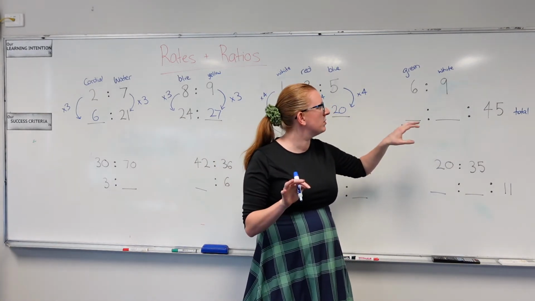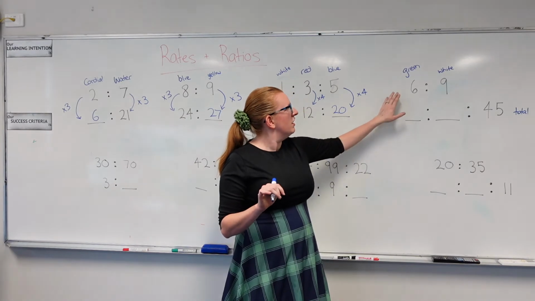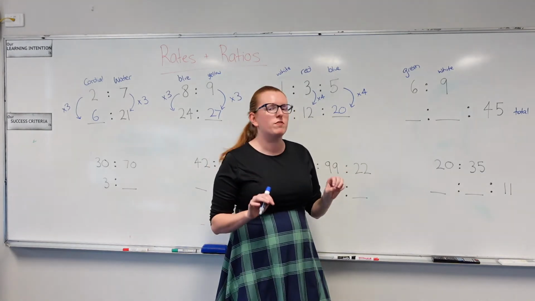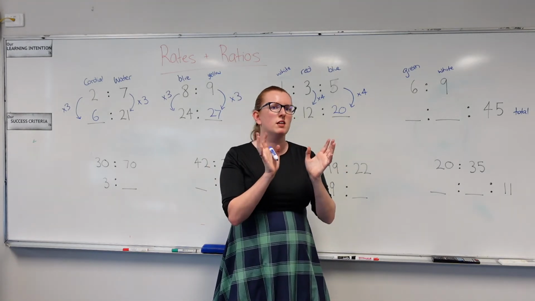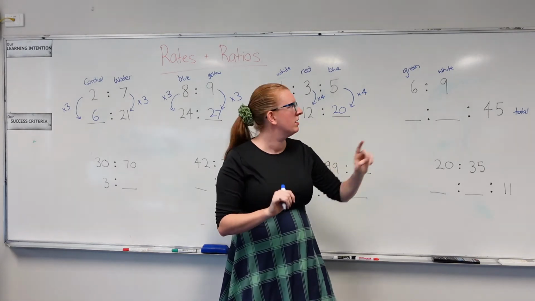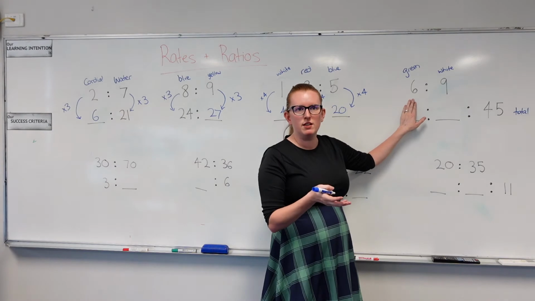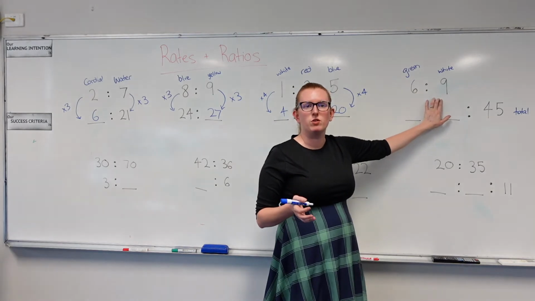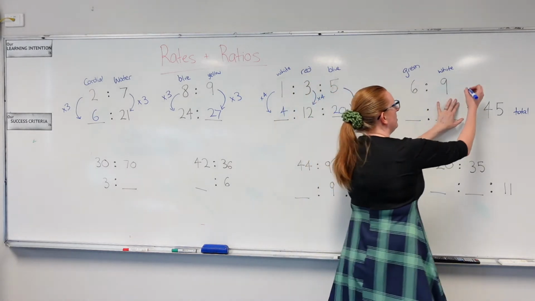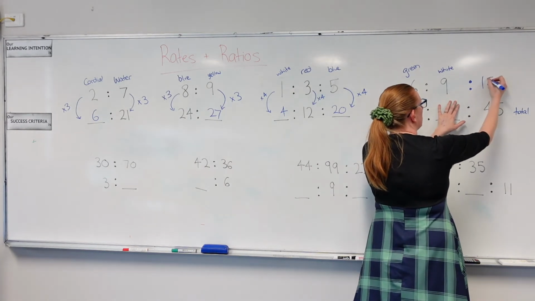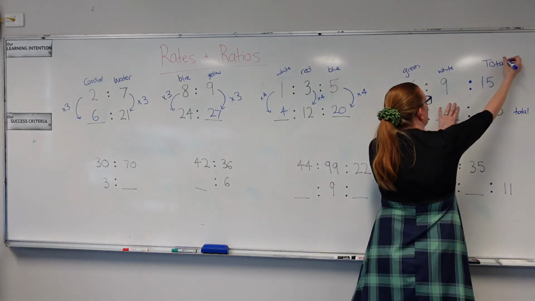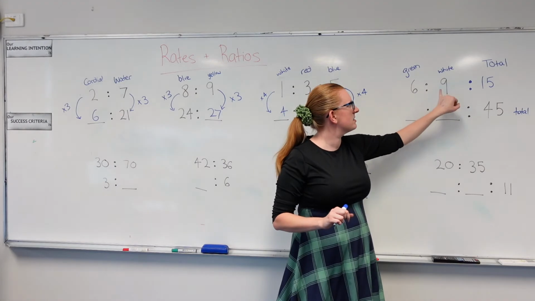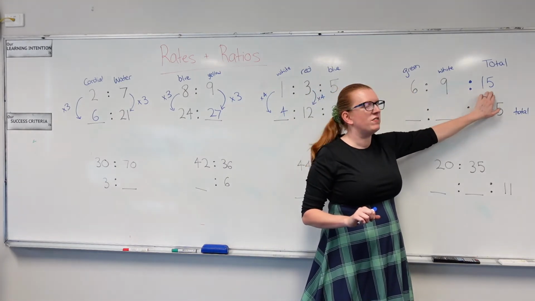All right, so I kind of have to work backwards a little bit here. If I've got 45 litres in my giant paint bucket, I've got to figure out how many parts my ratio called for in total. The ratio on the tin says I need 6 to 9. So how many parts is that in total? 6 plus 9 gives me 15. I'm going to add an extra column on here. This is my total column. So all up, I need 15 parts: 6 parts of green, 9 parts of white, 15 parts in total.